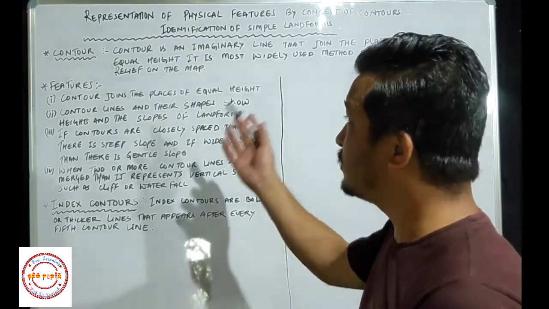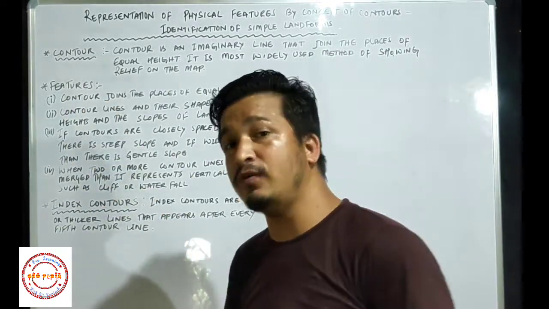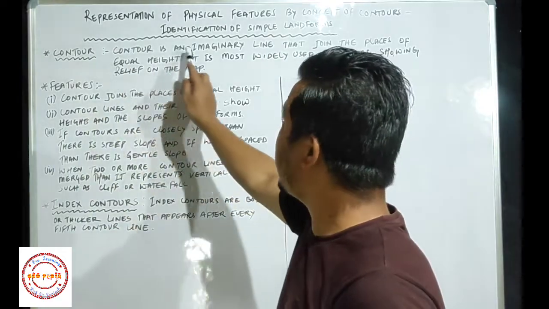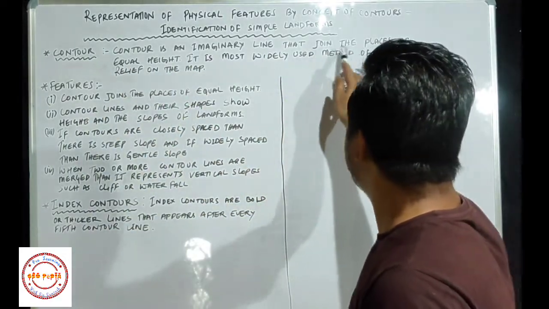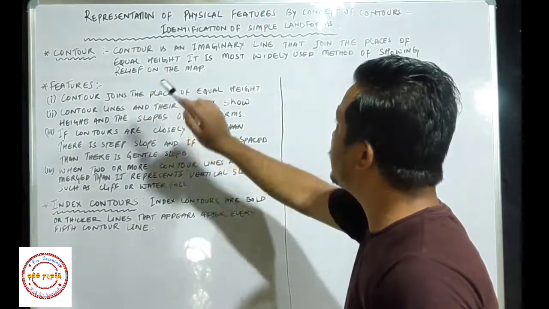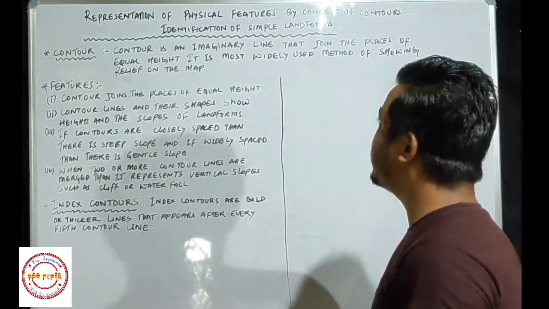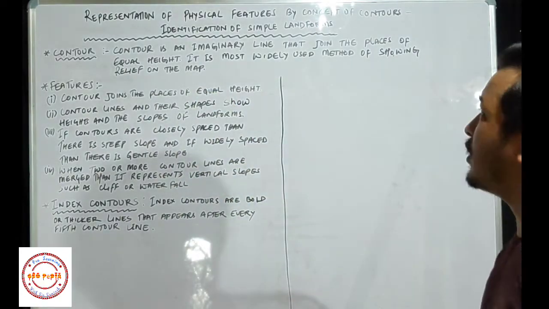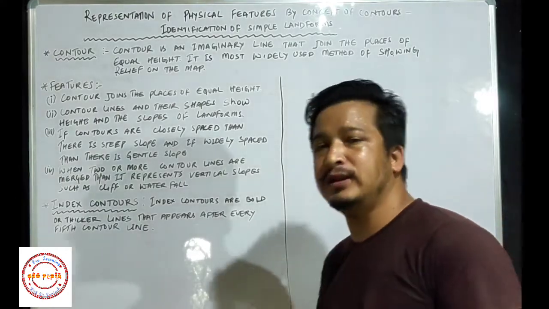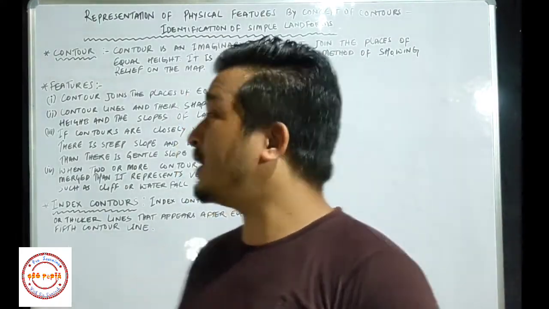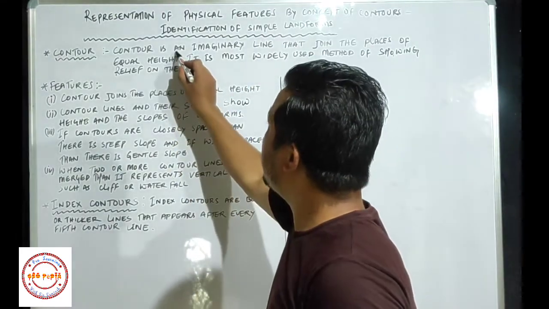So here we have the definition of contour. What is contour? Contour is an imaginary line that joins the places of equal height. It is the most widely used method of showing relief on the map. So what is contour? Contour is an imaginary line.